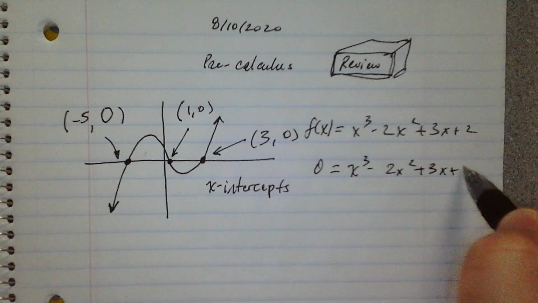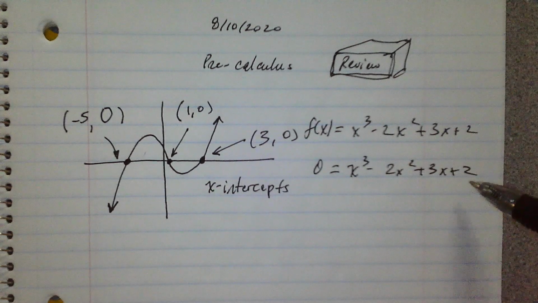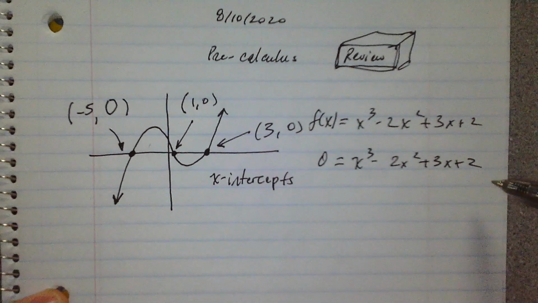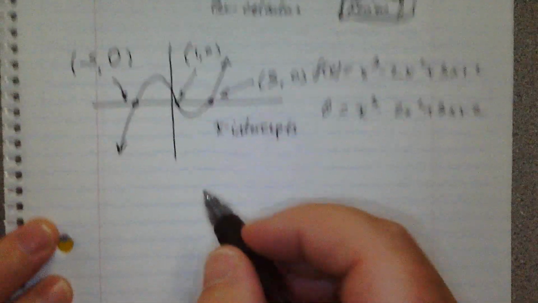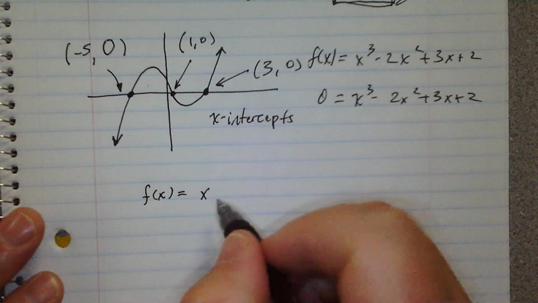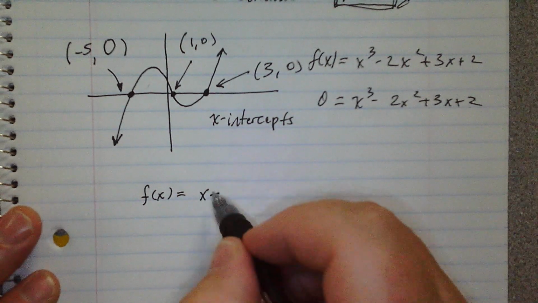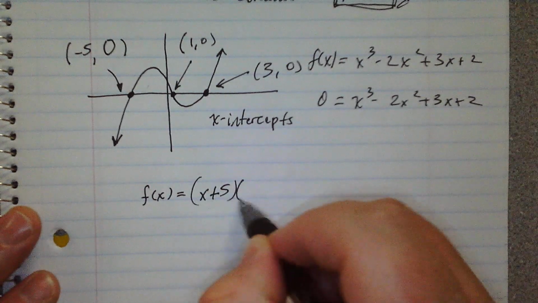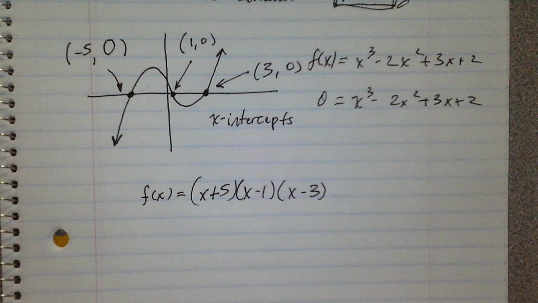That's what we start this class with, being able to solve something like this. Now this one I just made up off the top of my head. It might not be solvable, but let me give you an example that would be. So let's say our function was this right here: x plus 5, x minus 1, and x minus 3. Let's say I gave you that function and I asked you to find the x-intercepts.